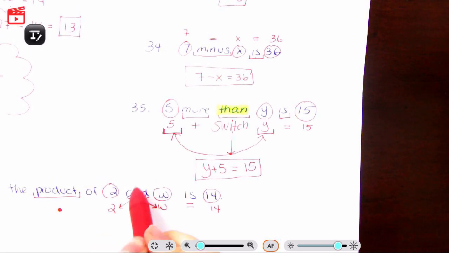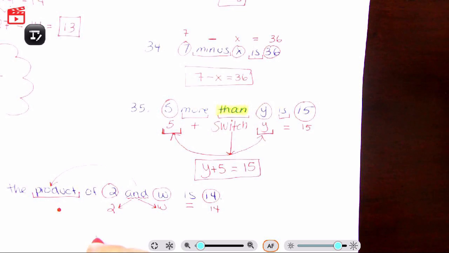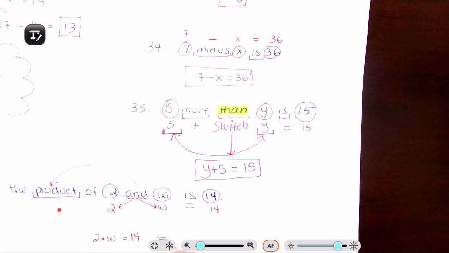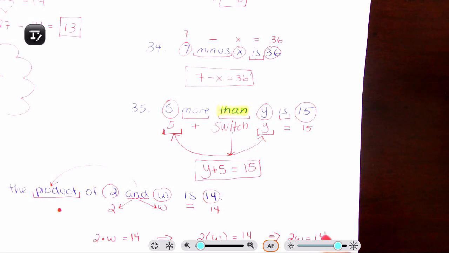How are they being grouped up? By multiplication. So what you have is 2 times w is equal to 14. Now what you can also do is write it as 2w equals 14, or you can write it as 2 times w equals 14. All of these mean multiplication. All right, let's do one more.